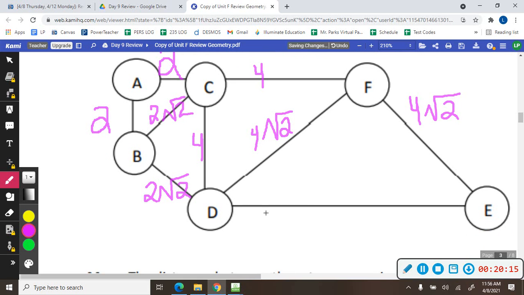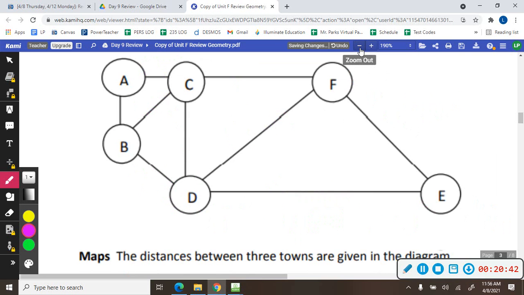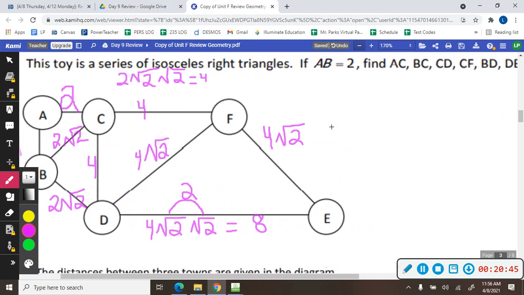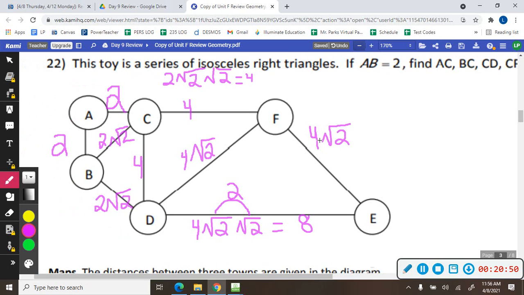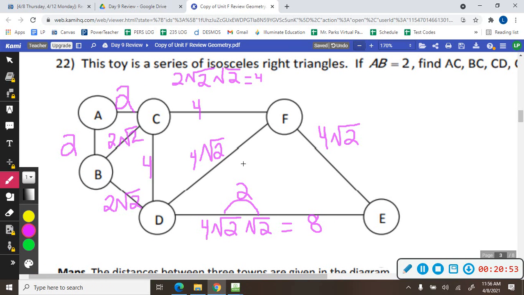And then this would be 4 square root of 2 times square root of 2. Square root of 2 times square root of 2 is just 2. So this is really saying what's 4 times 2? That's 8. So all of this just to get 8. And then they ask, find AC, BC, CD, CF, BD, DE, EF, and DF. That would be everything I just found. And then you would list out each of those.